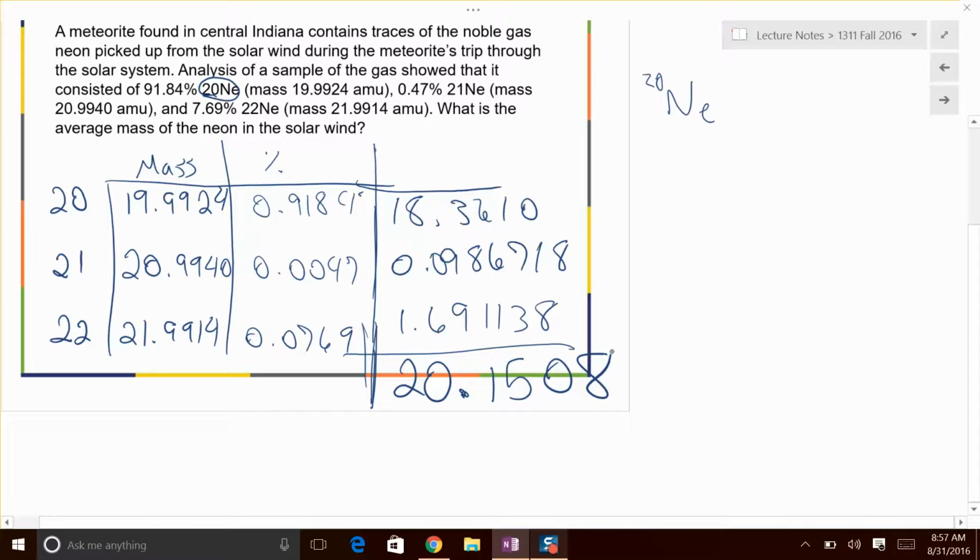What is this for neon? Okay. 20.179, that's close enough. Okay. 20.1508. Is that what you guys were finding? Everybody else? Do we have a consensus on that? Okay, good.